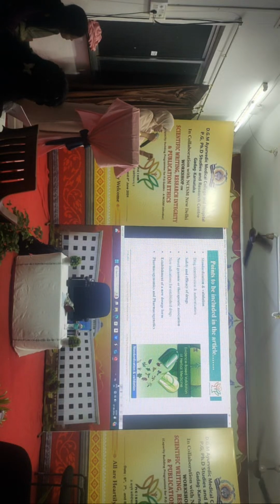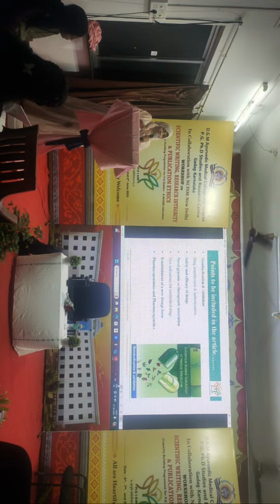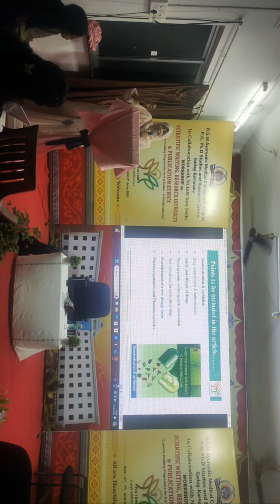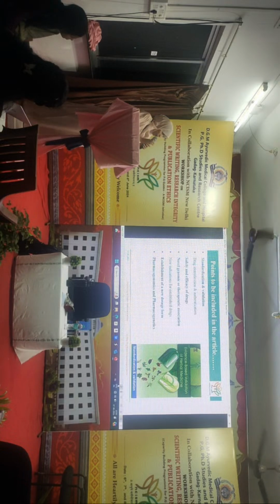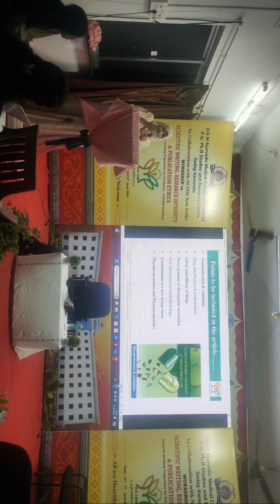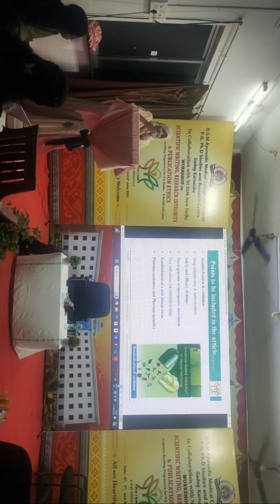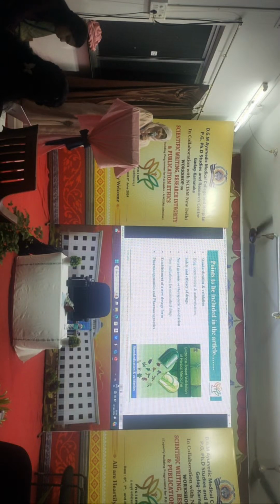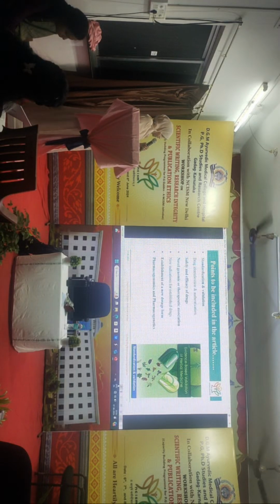Pharmacogenomics and pharmacogenetics. Again, the gene variant: how the medicine is acting in a particular individual. If there is some genetic makeup in a particular individual, does it affect the efficacy of the drug you have selected? Is it changing with the genetic type of the individual? That you have to study.